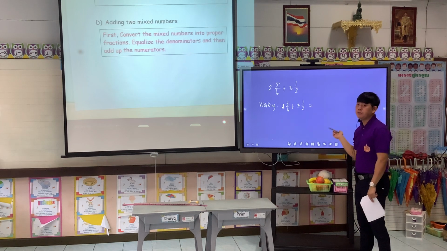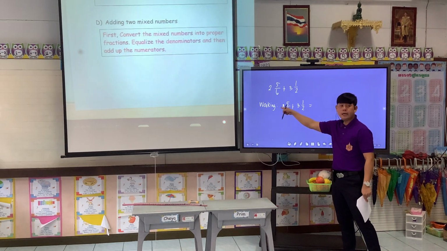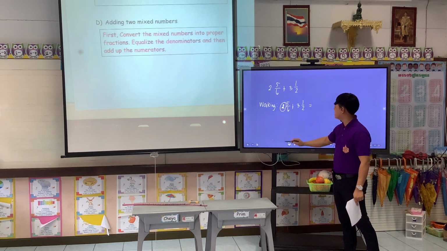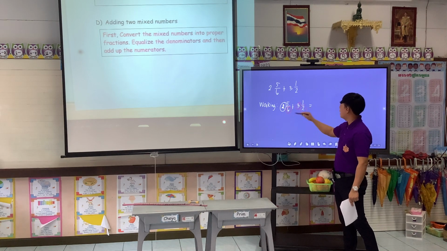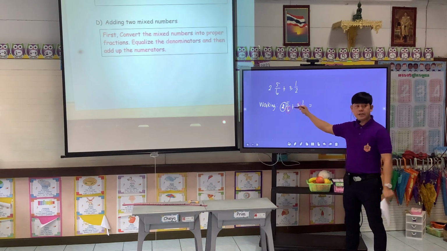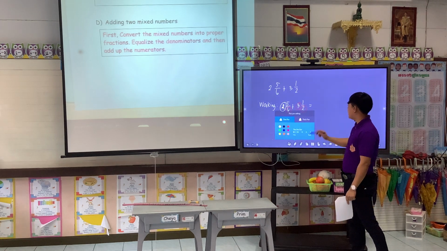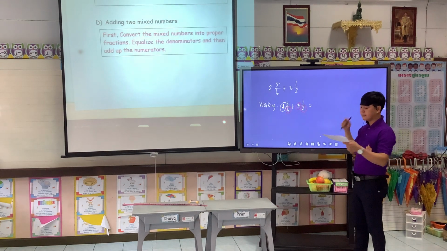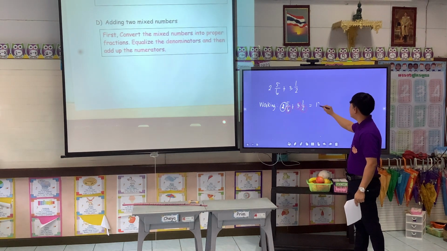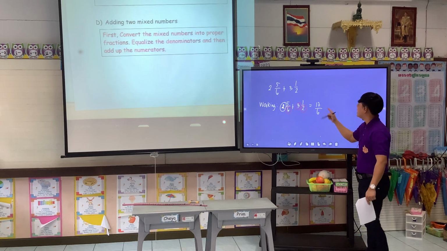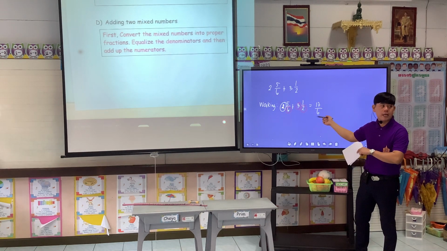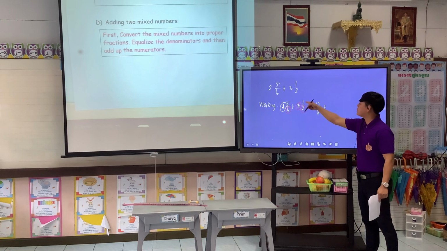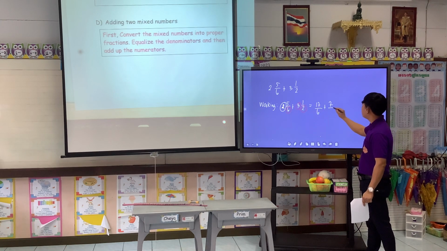The first step is to multiply the whole number to the denominator. The whole number is 2, the denominator 6; the whole number is 3 and the denominator 2. So what is the answer? 2 times 6 is 12 plus 5, 17 over 6. This is converted into an improper fraction. Next, 3 times 2 is 6 plus 1 is 7 over 2.